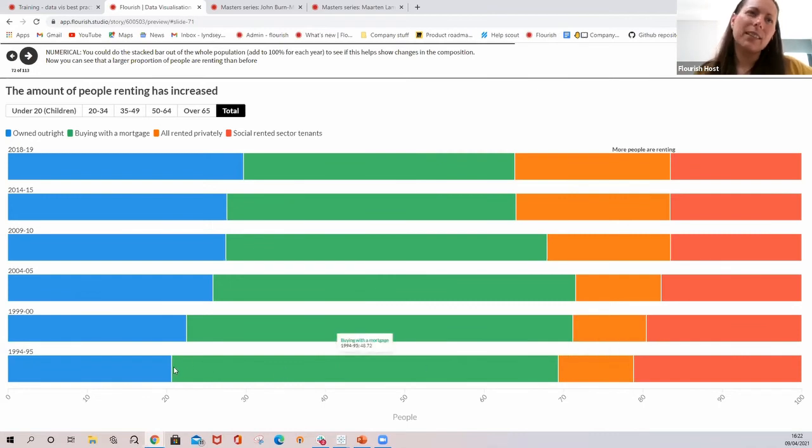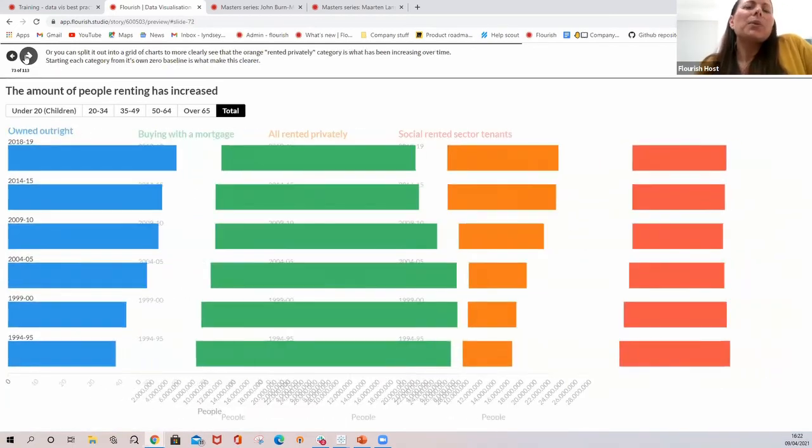I mean, you get a general sense that the green bars were higher, and here the red and orange bars are lower. And that over time, the green and the red and orange bars are increasing, and so more people are renting. But it's not quite perfect.